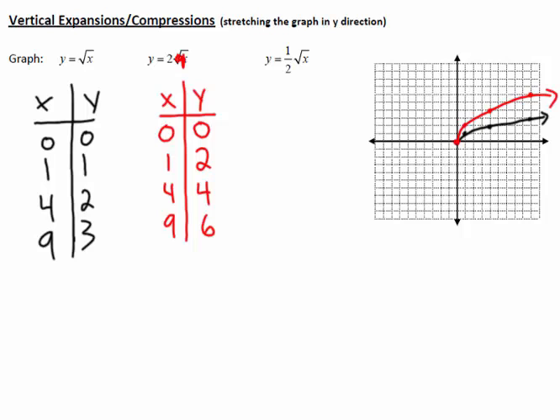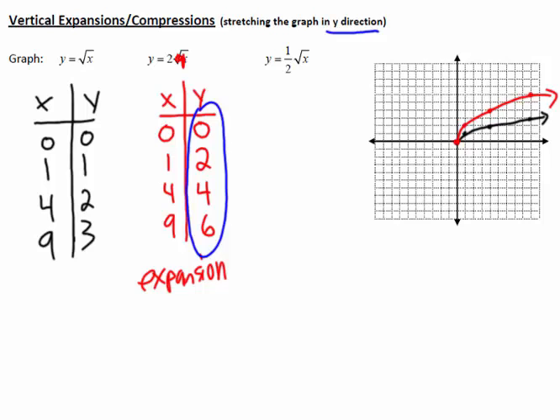So what have we done to this graph? We can see that it's actually increased in size. Now that increase we call an expansion. We've expanded the values, and notice the expansion changes the y coordinates. We're expanding this in the y direction or the vertical direction.